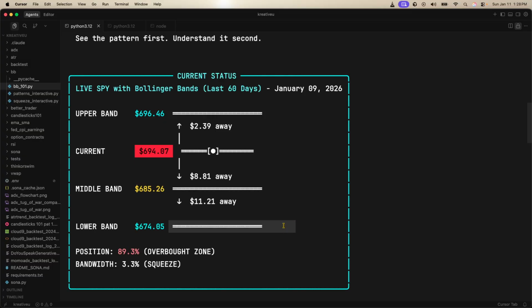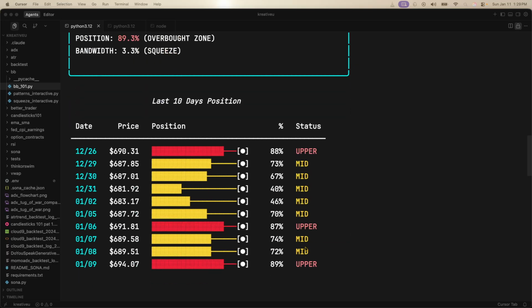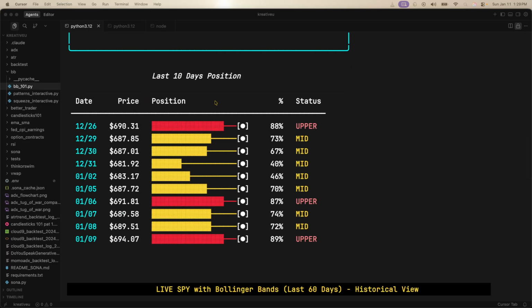So panic is setting in. Individuals want to be able to get out of their positions a lot quicker than what they see. And we're actually going to look at it on an actual live chart in a bit here, but I want us to be able to get that context of the lesson, right? So position, we're in the overbought zone, and then the bandwidth where it's super tight and it's about to squeeze, right? So the last 10 days, we can see that SPY has been in the upper, if not the middle of the band, right?